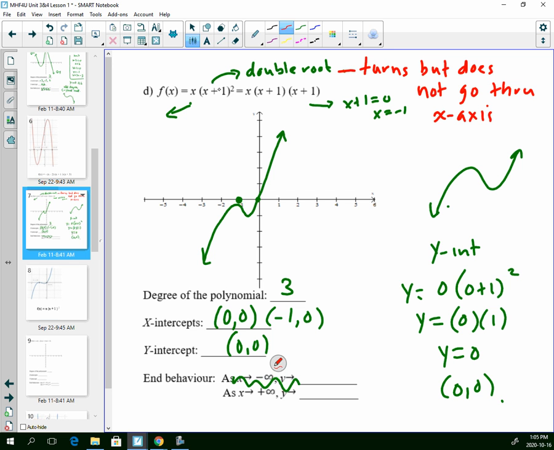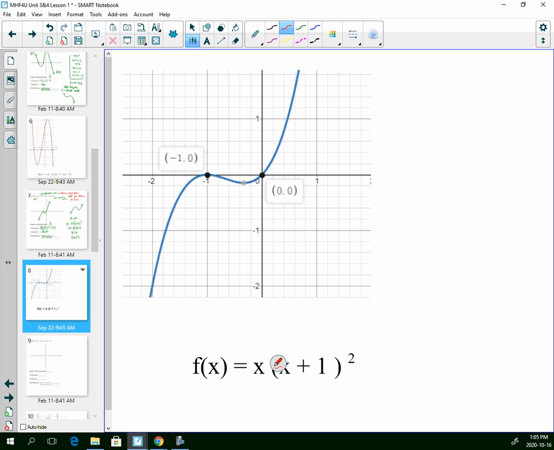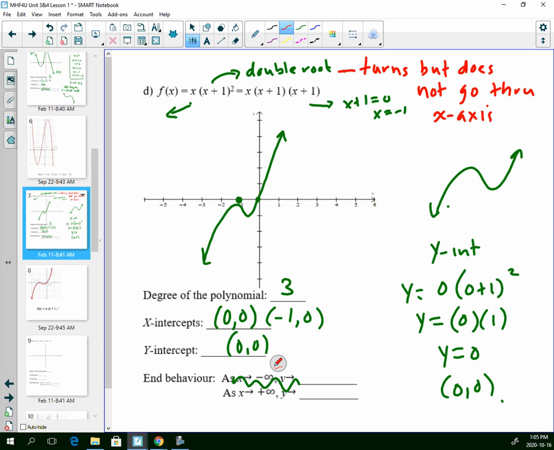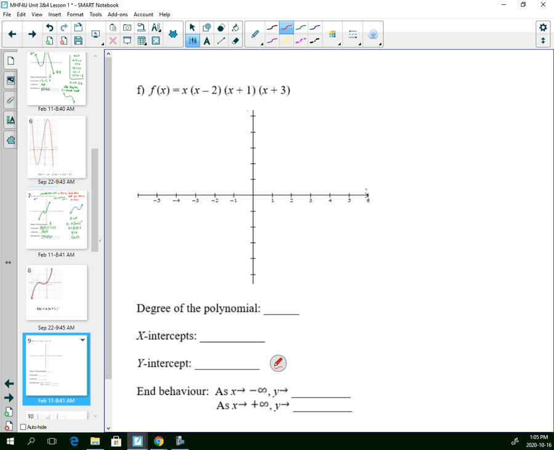So if you were typing it on Desmos, you'd see it like this. All right, so it comes up at -1, it turns at -1, comes back down, and then goes back up. So that is happening when there is a double root, right? It's power 2. This one, we have 4 x's, right? We have 1, 2, 3, 4.